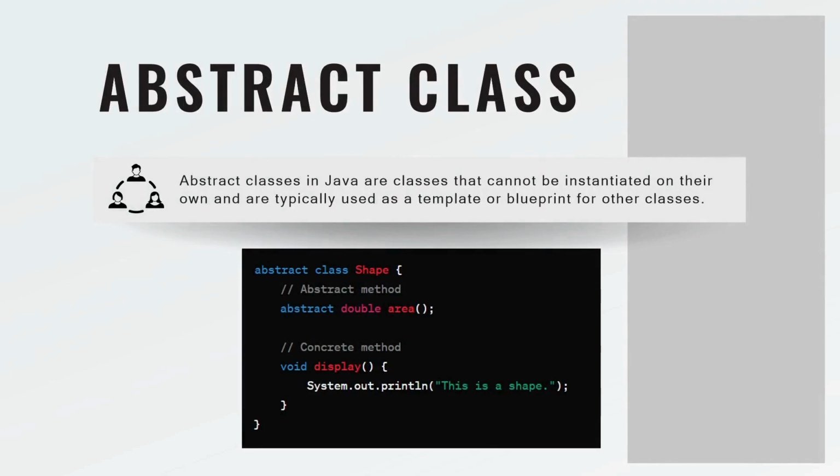Abstract classes in Java are classes that cannot be instantiated on their own and are typically used as a template or blueprint for other classes. They can contain both abstract and concrete methods. Abstract methods are declared and not implemented in the abstract class, while concrete methods have implementations. Let's see everything that we have learned so far in IntelliJ.